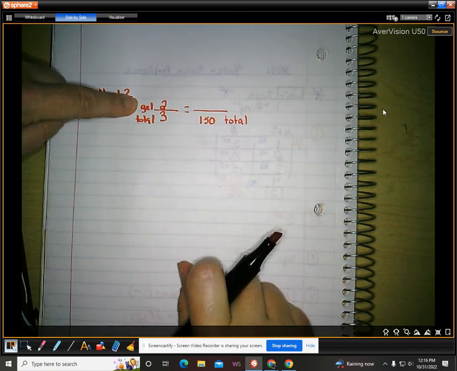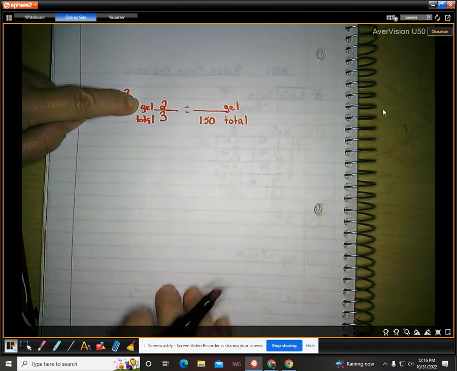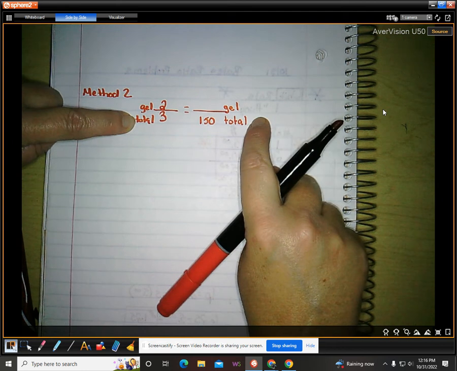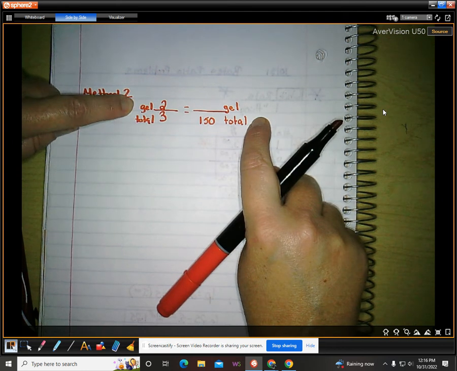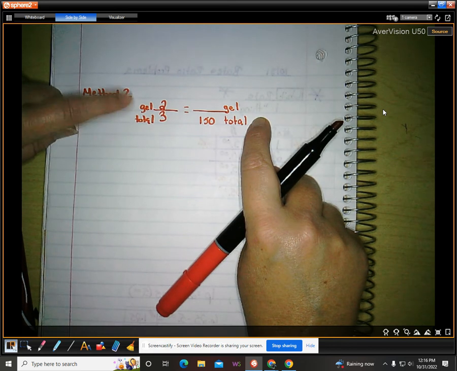Here's what you have to pay attention to when you're setting up equivalent fractions. And this is done for you in the book on method 2. If gel is on the top of this fraction, gel has to be on the top of this fraction. Total's on the bottom, total has to be on the bottom. Okay? They gave you the ratio 2 gel to 3 total students. So that's where I'm getting this number from.